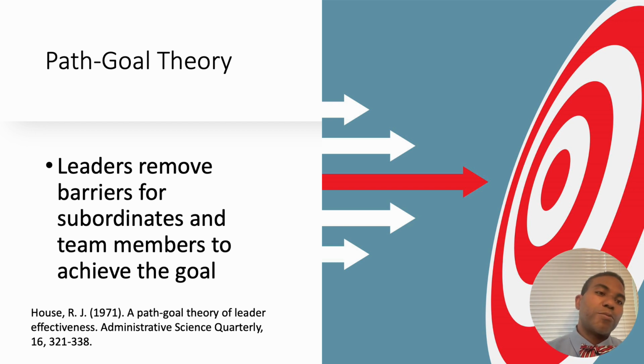So in order to help team members get to the goal line, your job as a leader is to figure out, okay, do they need more budget? Do they need someone in another department to approve something? Do they need certain resources they need in an academic setting?